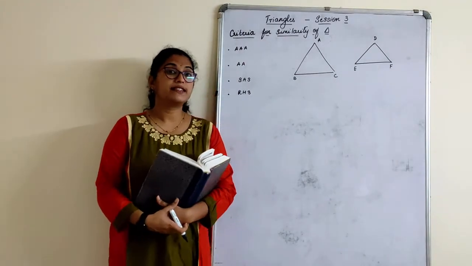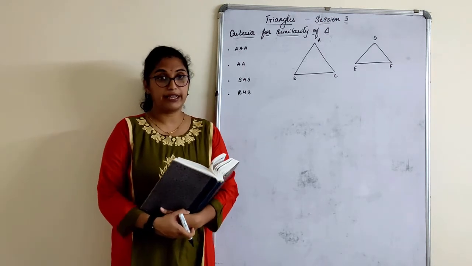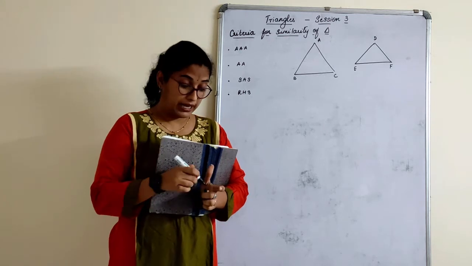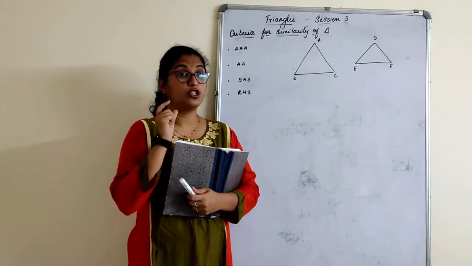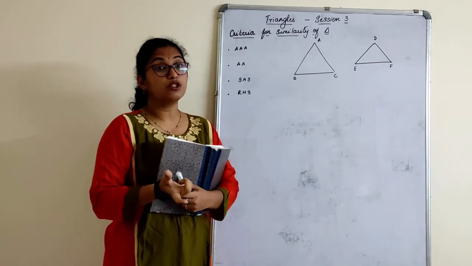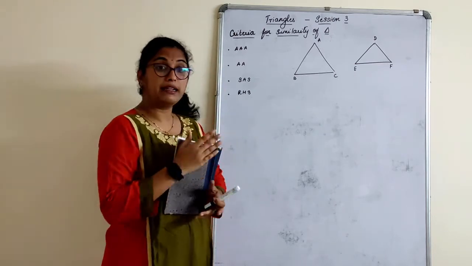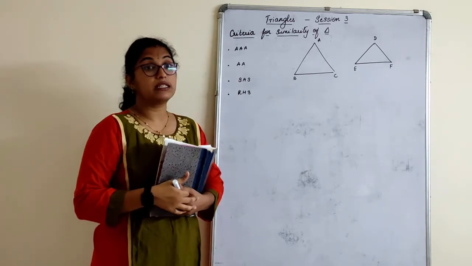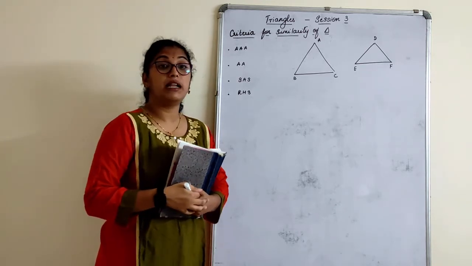Good morning. We will start session 3 on the chapter Triangles. In our previous session we understood about BPT and how to apply it. That is, when a line is drawn parallel to a side of a triangle, the line divides the other two sides proportionally. We applied that with respect to the converse also. Today's class will study the criteria for similarity of triangles.